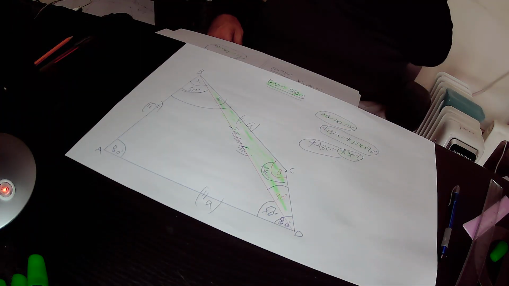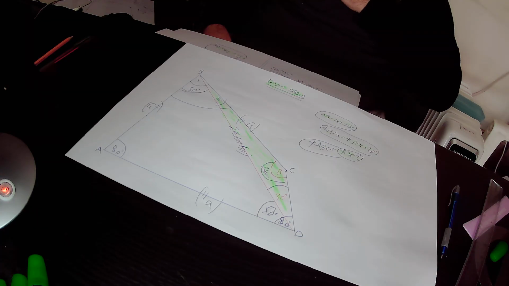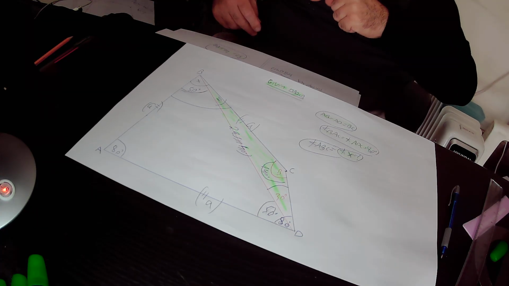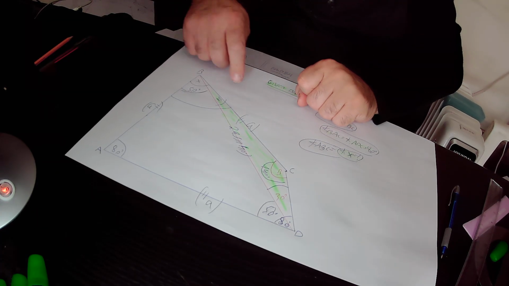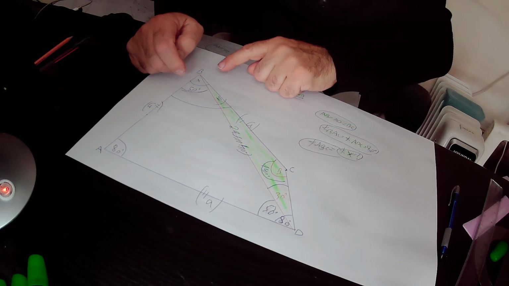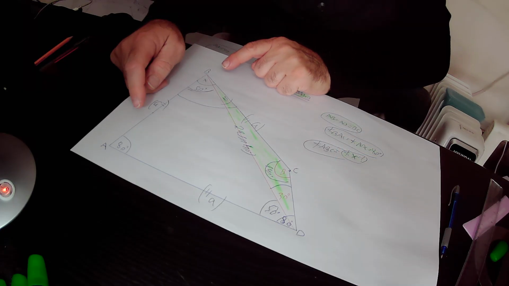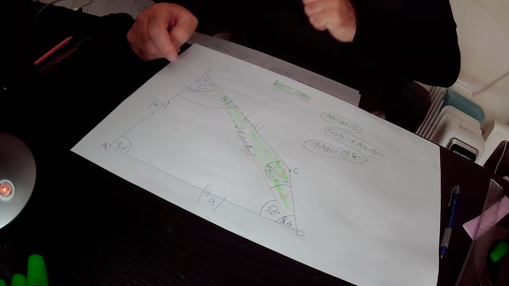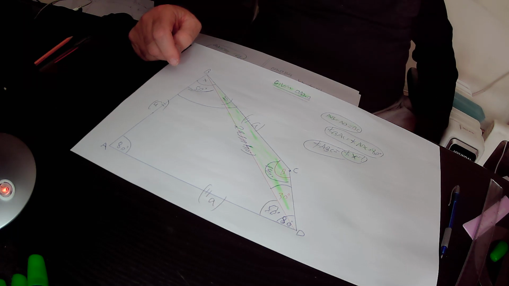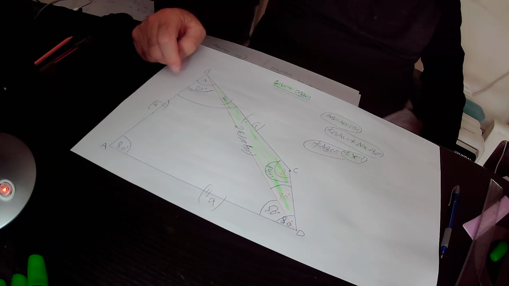First of all, we join points B and D together by a straight line. By joining points B and D, we divided this quadrilateral ABCD into two triangles: the upper triangle BCD and the lower triangle ABD. We have the rule that says that in front of equal sides in a triangle there are equal angles.